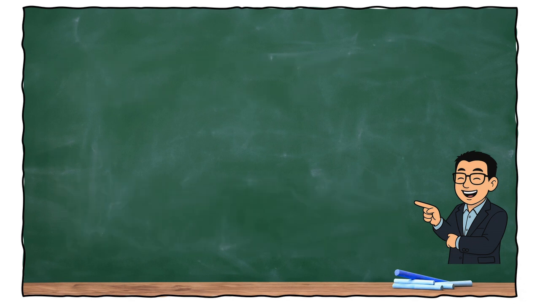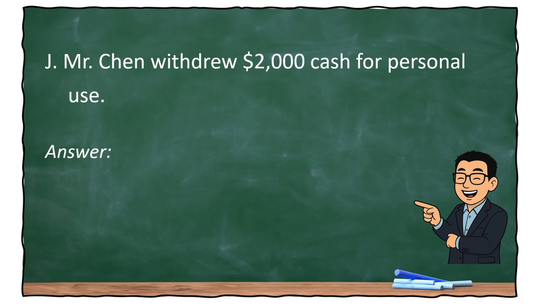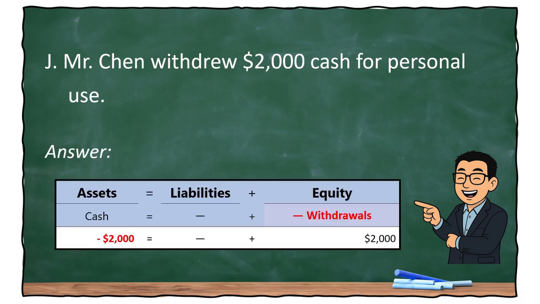Let's look at transaction J. Mr. Chen, the owner, withdrew $2,000 in cash from the business for personal use. This type of transaction is called a withdrawal or drawing, and it reduces both the business's cash and the owner's equity. Liabilities are not affected.